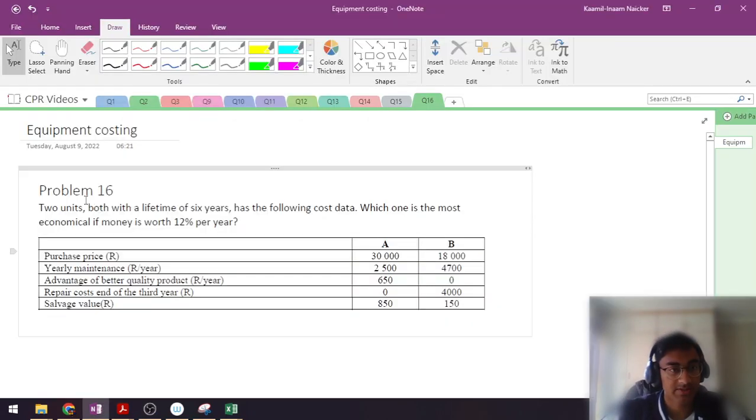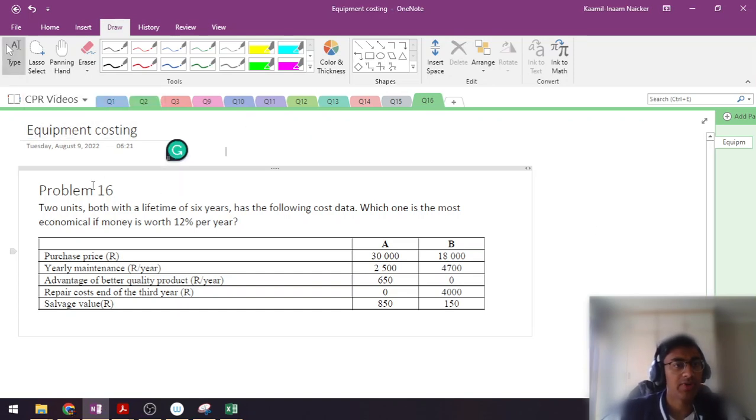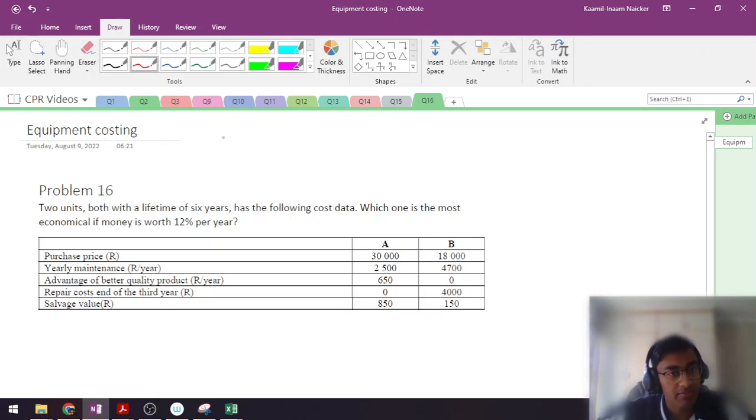All right, now let's talk about question 16. Question 16 also deals with equipment costing. So now they say to you, you have two units, both of them have a 6-year lifetime, and you have the following cost data in this table. Which one is the most economical if money is worth 12% per year?